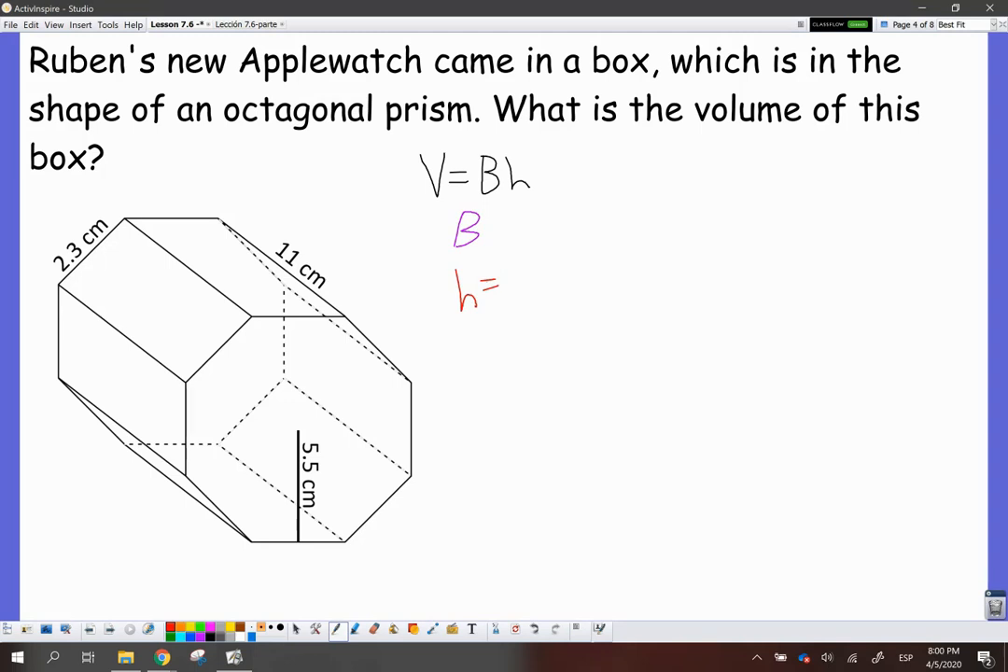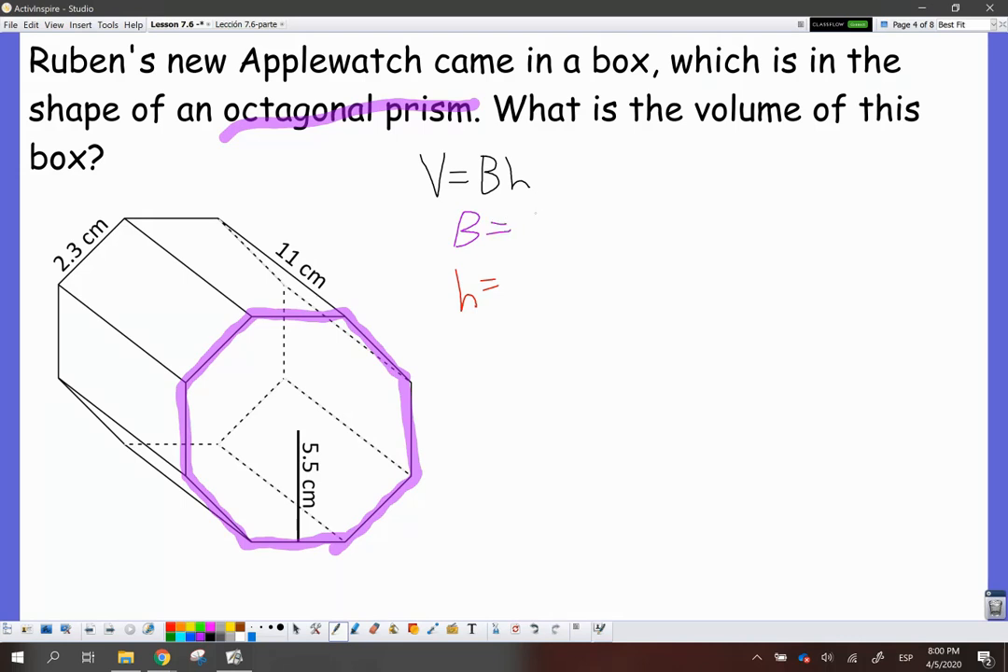Now take a look at this prism though, and let's highlight the base so that we know where that's at. If we see here, we have a rectangular shape all around here. So these must be the lateral faces. So our base is here in the front. Our base is an octagon. We know that because we can count the number of sides, and it tells us in the question that it's an octagonal prism. So since our base is an octagon, we're going to have to find the area of this octagon first.